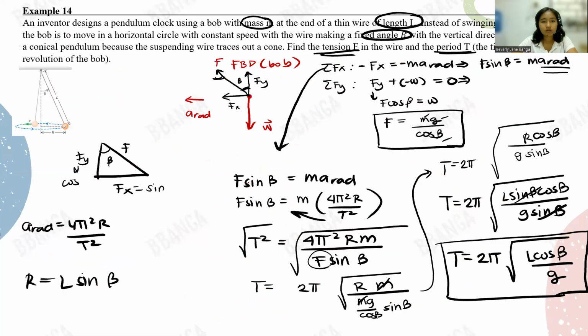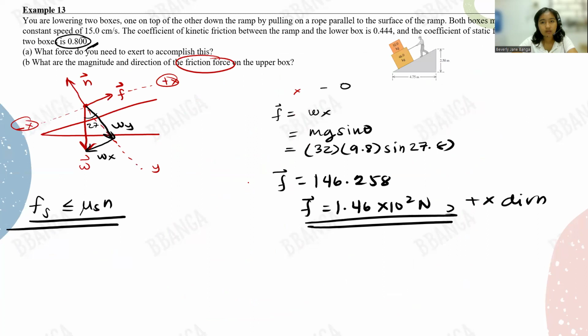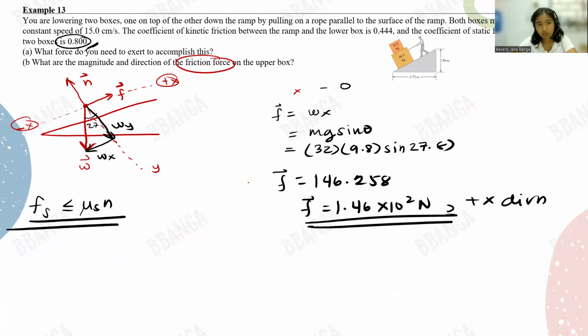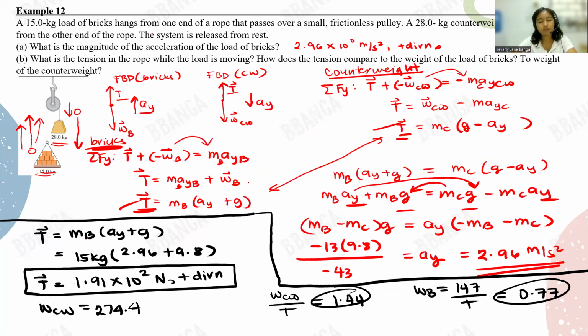So, please review, no? Ito, lalo na itong part na to, ng Bob, no? And then, this one as well, no? So, paki-check na lang. And also, this one, Atwood's machine, ito yung isa sa pinaka-importante. So, that's it. Thank you.